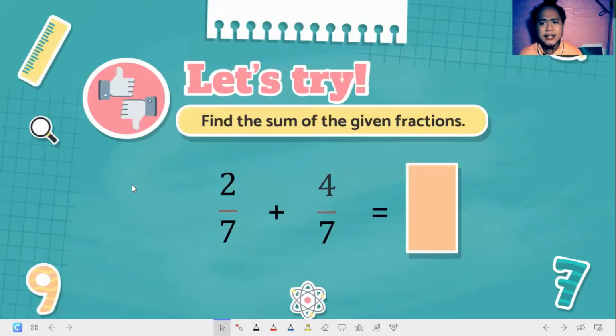Now, let's try to find the sum of the given fraction that you have guessed a while ago. 2 sevenths plus 4 sevenths is equal to, very good, 6 sevenths. Wow, you still remember our discussion. So let's try it more.